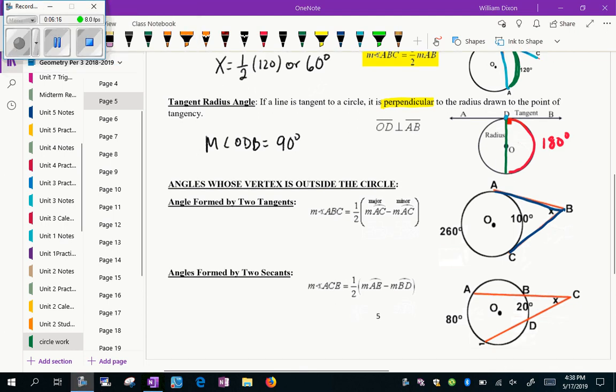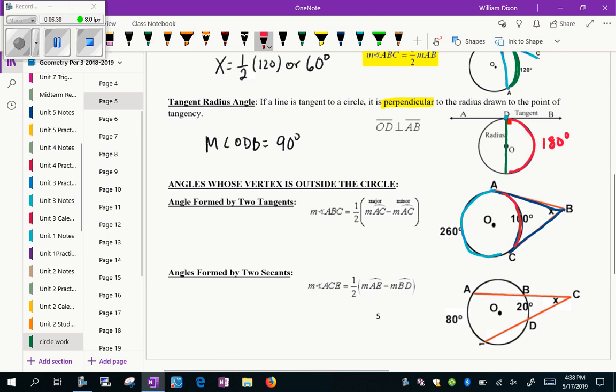So there are two intercepting arcs here, and we call one the major arc, and that's 260 degrees, and then we have the minor. That looks better. The minor arc, so that's 100 degrees.